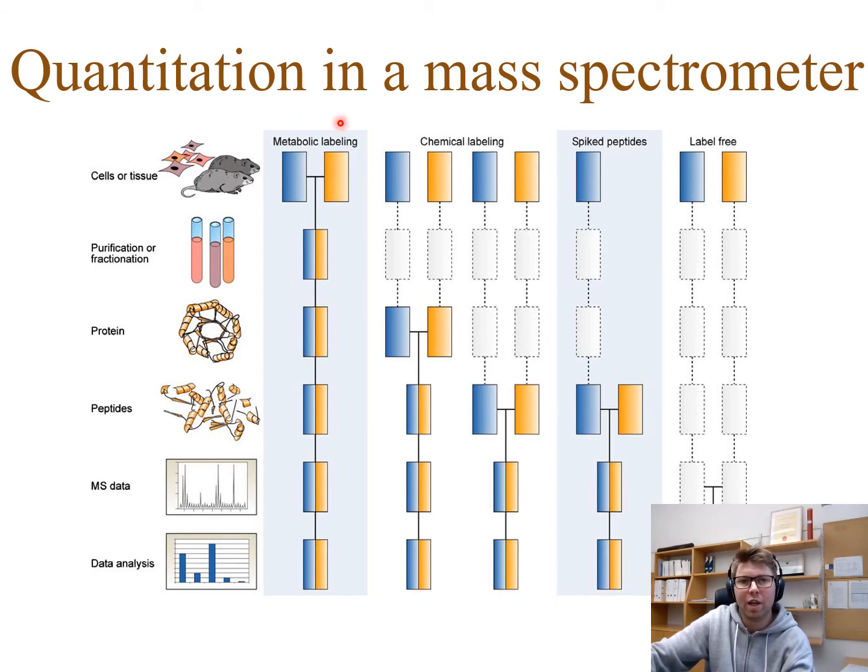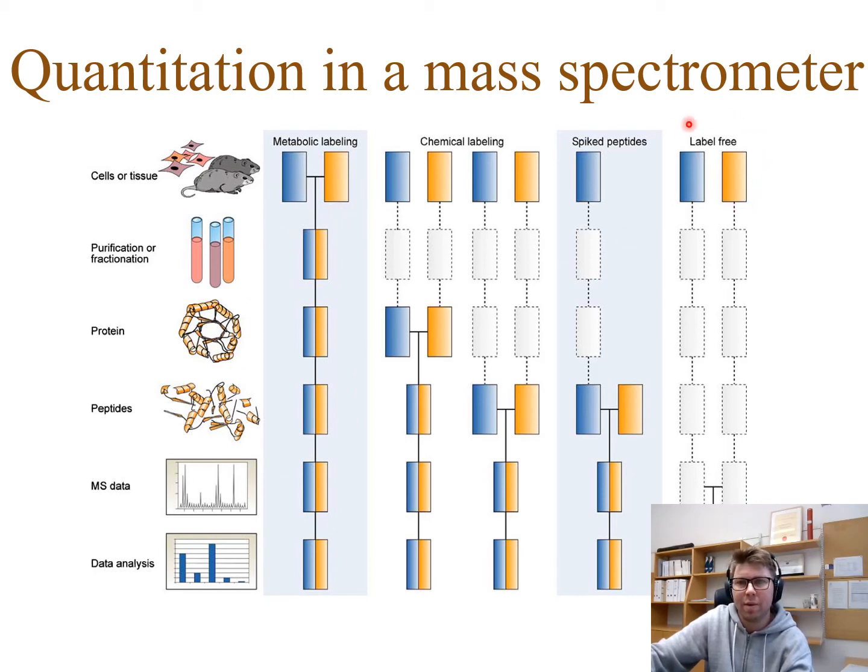So in metabolic labeling, cells are typically fed with isotopically heavy or light variants of amino acids that are incorporated into proteins. And this allows you to pool your samples already at the cell or organism level and thereafter do protein extraction and processing in parallel. So this, of course, reduces experimental variation associated with these steps along the way.